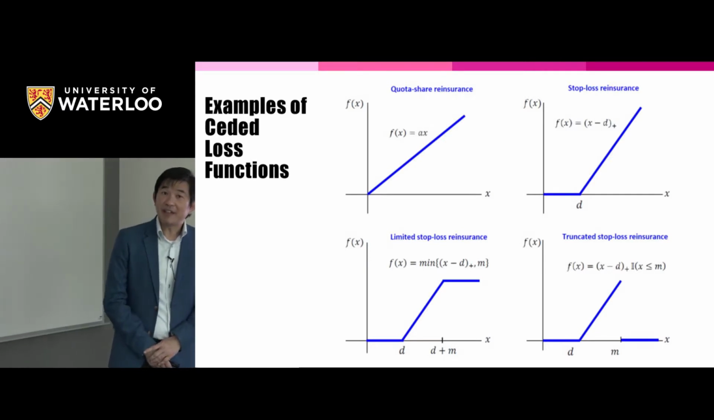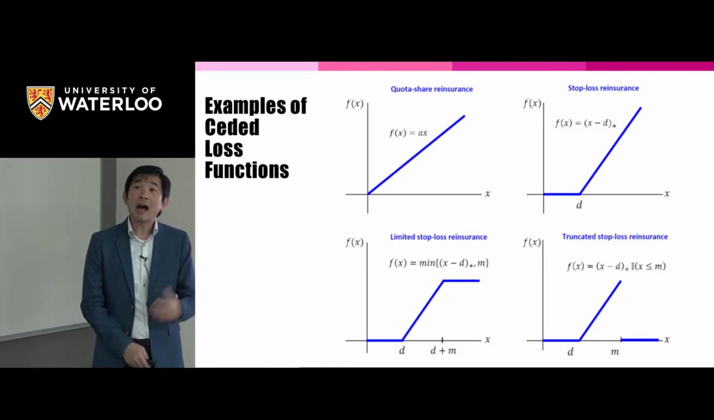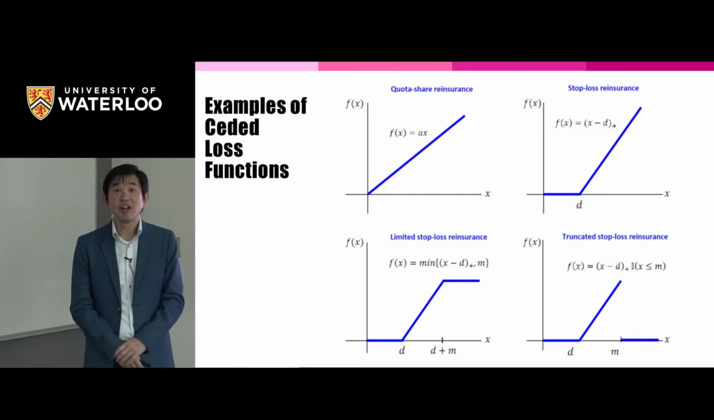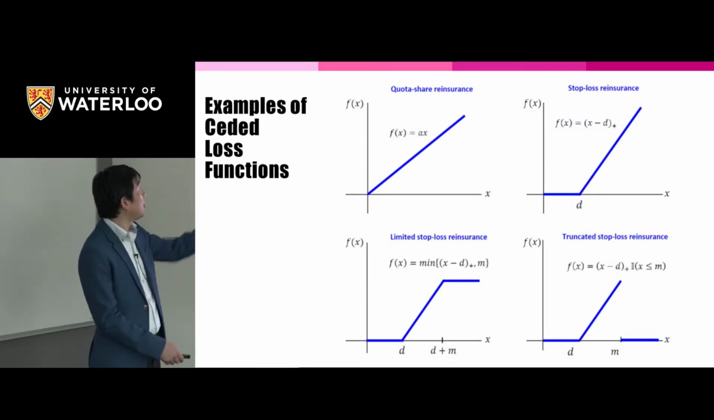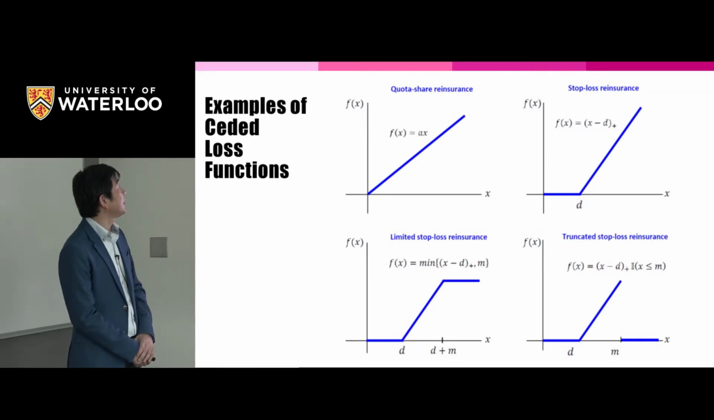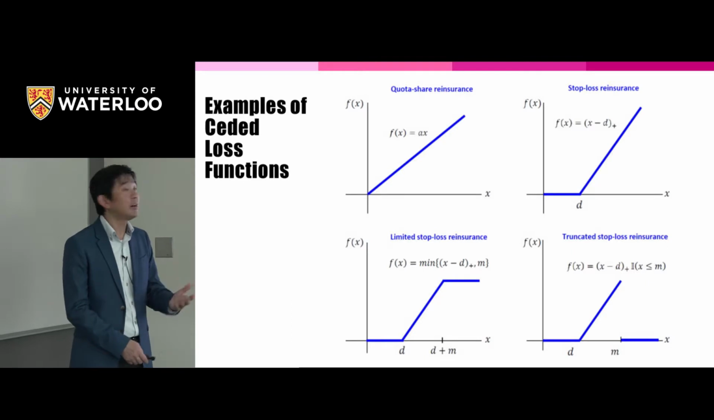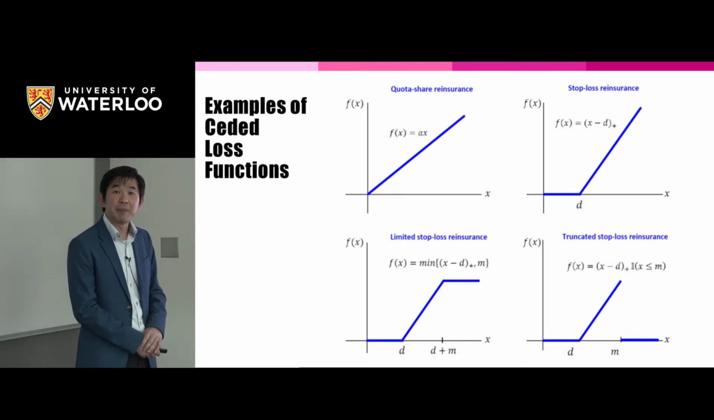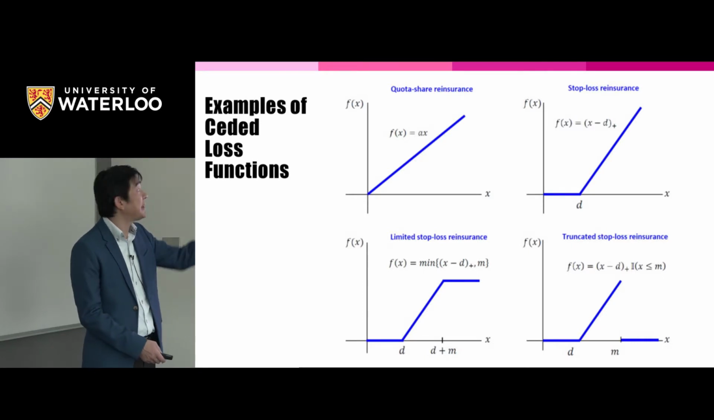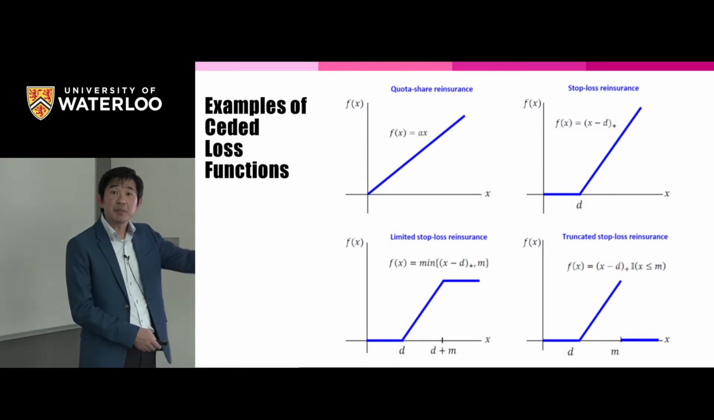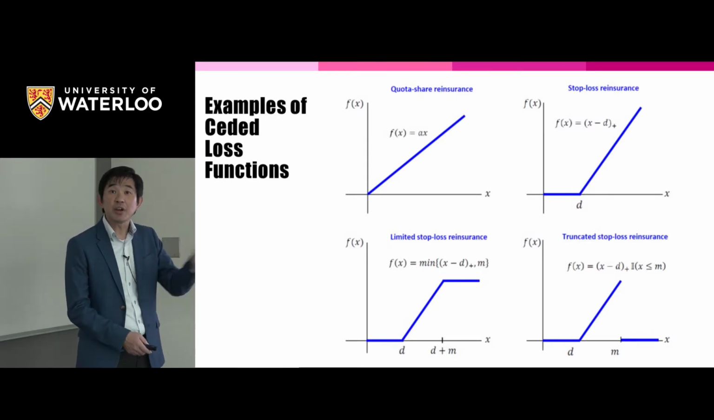This diagram demonstrates that in practice, there are a number of ceded loss functions. On the upper left corner, this is an example of the so-called quota share reinsurance, or in other words, a proportional reinsurance. Basically, what this means is that, depending on the ratio a, which is between 0 and 1, the insurance company and the reinsurance company share the loss proportionally.